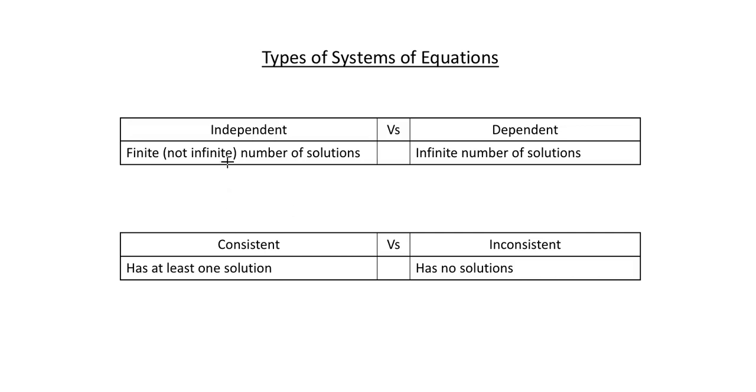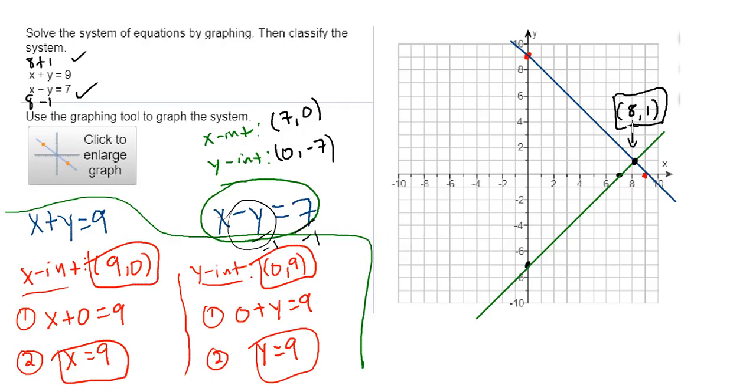All right, and so in this example, the one we just did, we got one solution, which is not infinite, right? This is not infinite. It's just one solution. And so the classification for this system would be independent in regards to those two terms, right? So this is an independent system of equations.